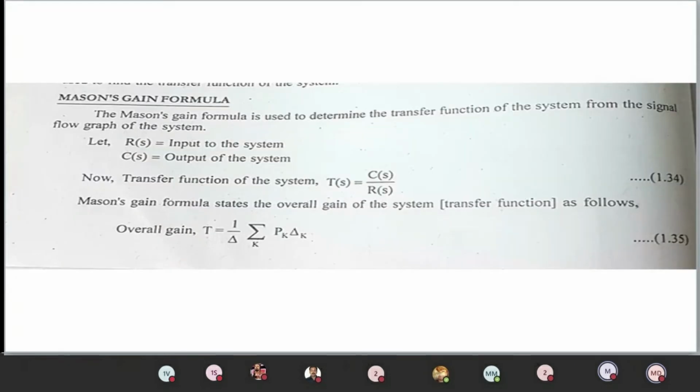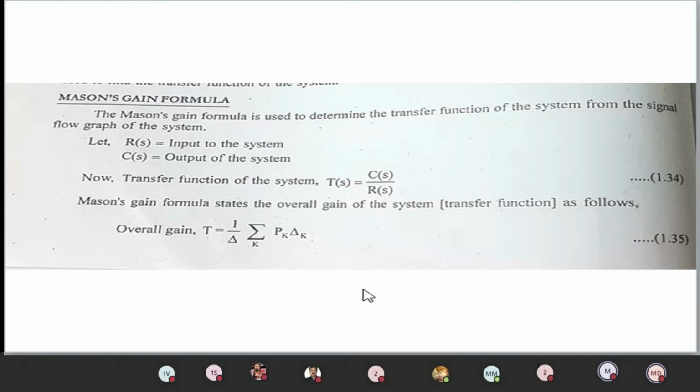But before starting the problem, in a signal flow graph, we are going to determine the transfer function using Mason's gain formula. What is meant by Mason's gain formula? That is, T is equal to 1 by del summation of P of k del of k.